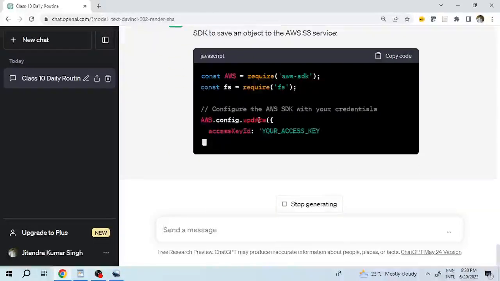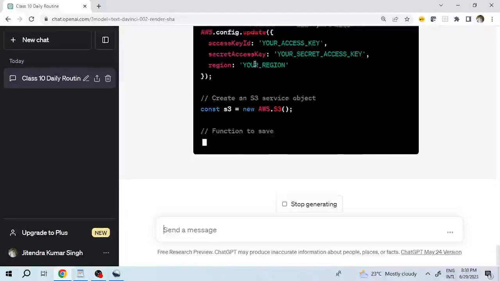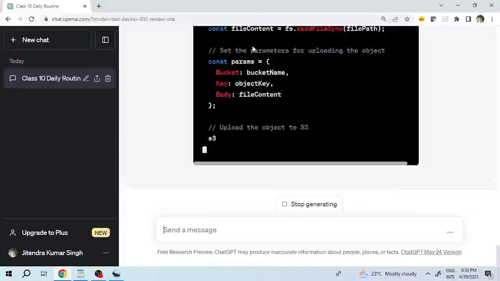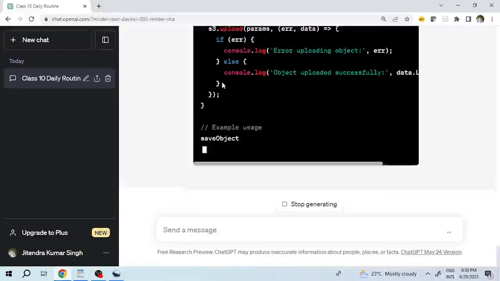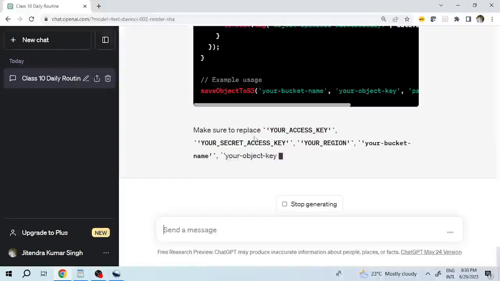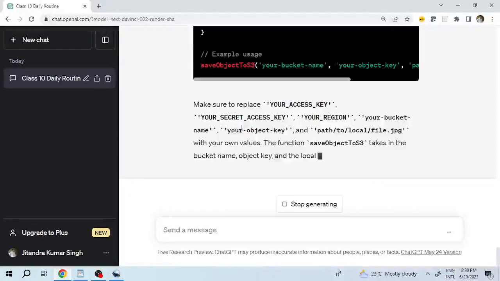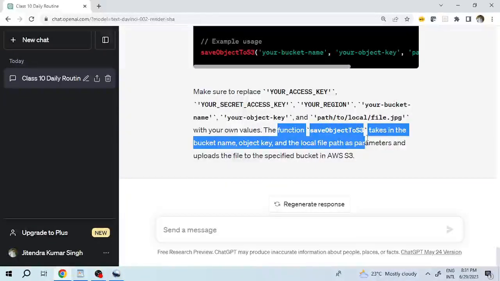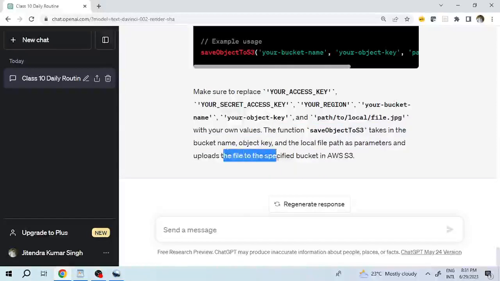So yeah, ChatGPT has started giving me the code. It is saying here to provide the access key, secret key. It has initialized the S3. Now it has created one function, the upload function, and it is giving me some suggestions that we need to provide all these things like access key, your region, your bucket name, your object key. And then this function takes the bucket name and all these parameters, and then uploads the file to the specified bucket in AWS S3. So yeah, we can use this code directly in our application, and we can save our time.